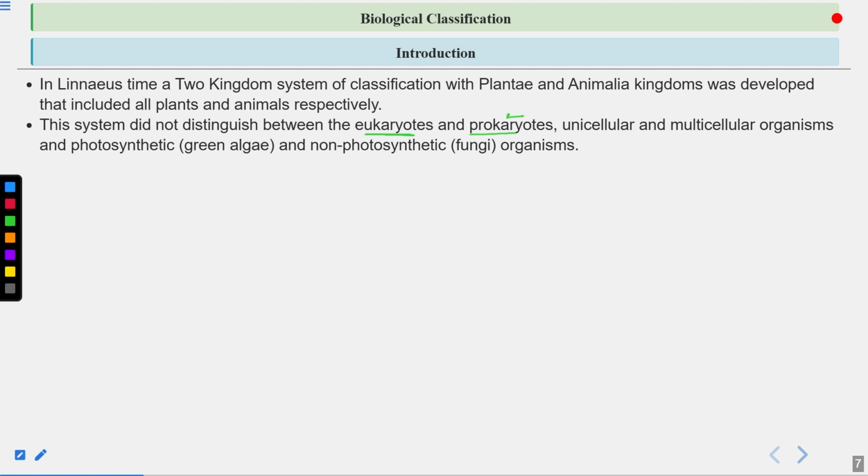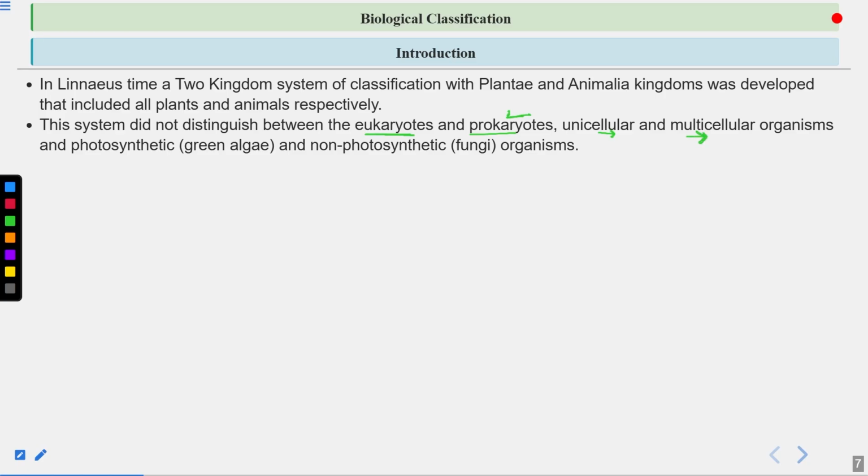Prokaryotes, these are bacteria. And the rest of the organisms, they are eukaryotes. So they were placed in the same group. Clear? Now, unicellular and multicellular organisms were placed in the same group. Again, bacteria are unicellular, and they were placed with multicellular organisms.